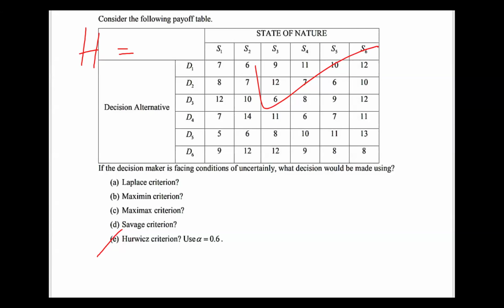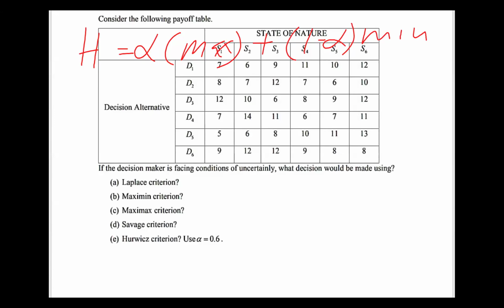Now the Hurwicz matrix is given as follows. You have alpha multiplied by the maximum. Let me just put it like this: alpha times maximum, plus one minus alpha times the minimum. This is the formula for getting the Hurwicz criterion score, or the Hurwicz score.